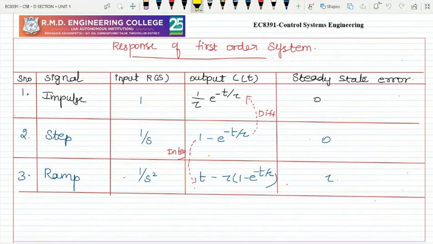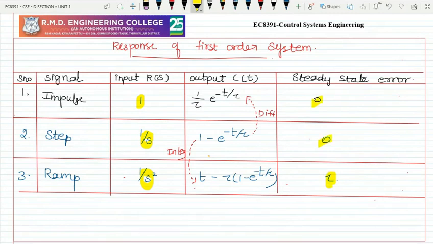This is the overall summary of all three signals: impulse, step, ramp. The input will be 1, 1 by S, 1 by S square, as we know. Then the final output I'm getting. For summary purposes, I'm writing all those answers at last. Then for steady state, in two cases I'm getting 0, and in the third case I'm getting tau.